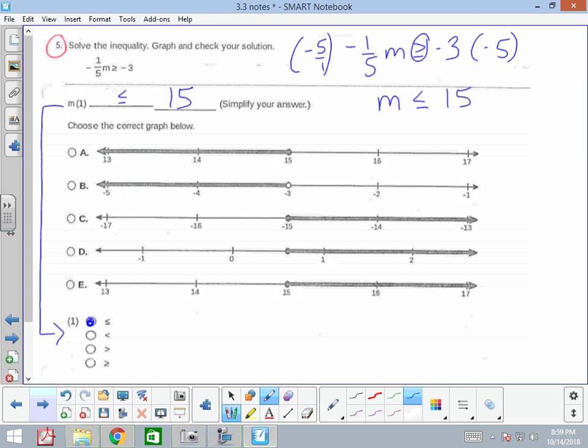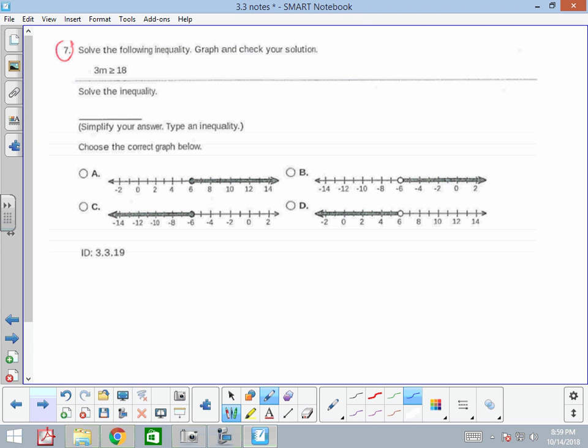Since it has a bar there, we're going to shade the one that has 15, not negative 15, and it's going to the left. All right. So number 6 is like number 5, so let's skip to number 7.